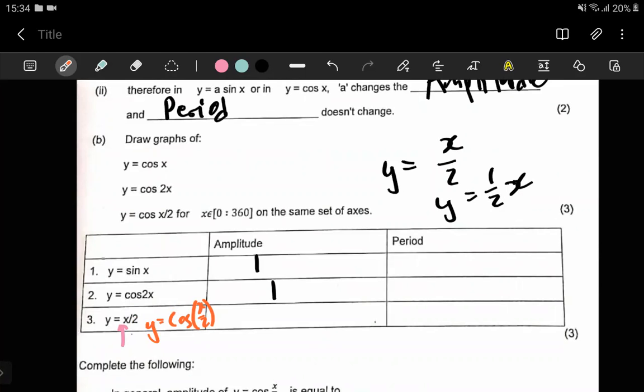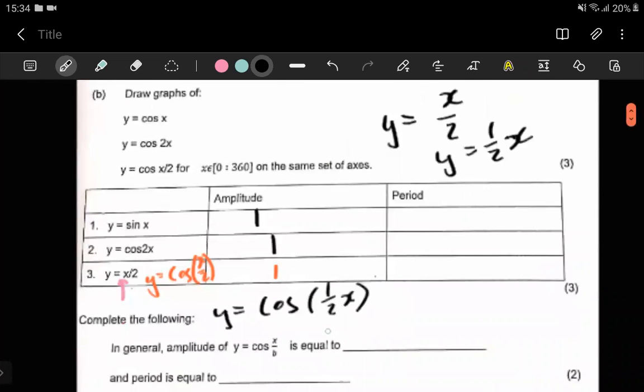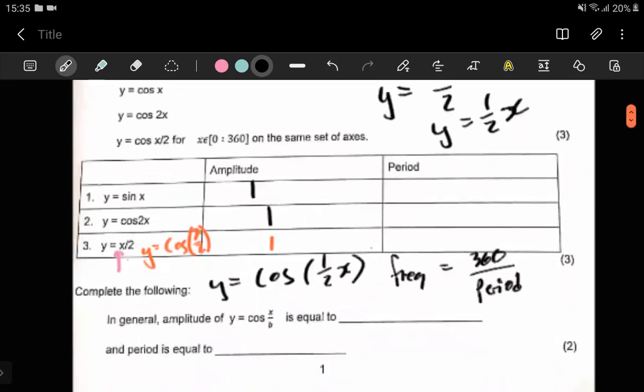So we would want to keep in mind that our amplitude is not affected. However, the period is definitely affected, because for cos x over 2, the frequency is now a half. Frequency tells you how many complete graphs you see in a space of 360. So half a graph you're going to see in 360, so in 720 you're going to see a full graph. But to make it easy, your formula is frequency equals 360 over the period. This is for sine and the cos graph.